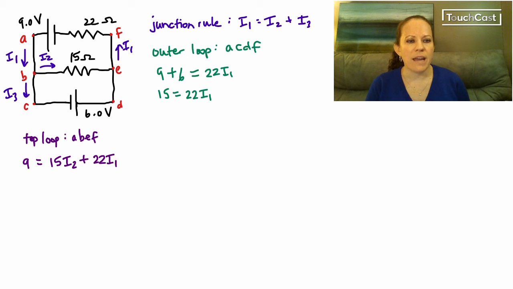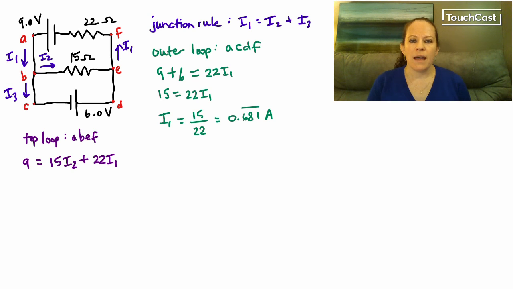So let's come back and finish our calculation here for I1 in our outer loop equation. And I got 0.681 amperes, and it is a repeating decimal. I'm going to keep that repeating decimal in my calculator when I finish out my calculations. But you could call it 0.682 if you want to round it at this point.